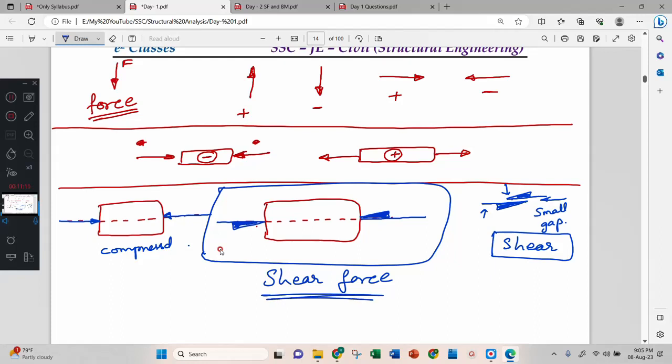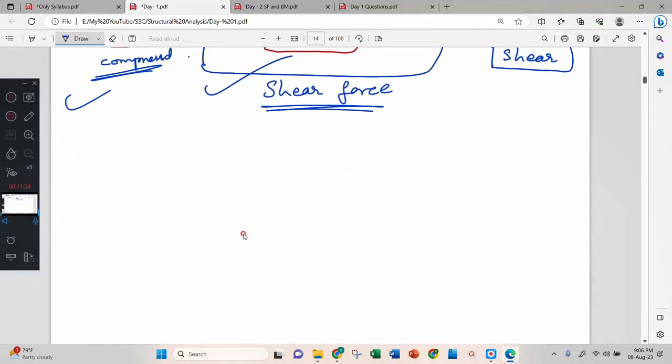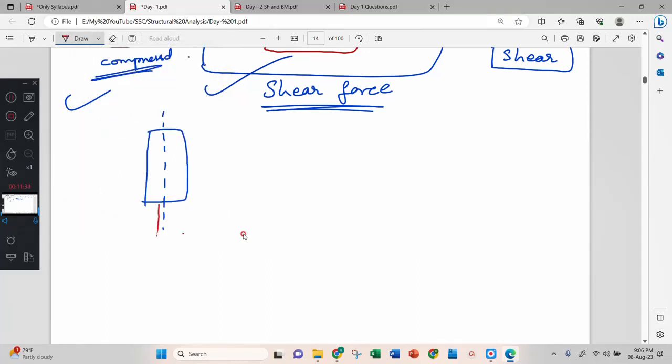This is your shear force. Feel the difference between this and this one. This is shear. This is compression. Understood? Okay. If any body is like this, then this is the axis of the body. Then if I have one force in this direction and one force in this direction, then this body is subjected to what? Shear force.